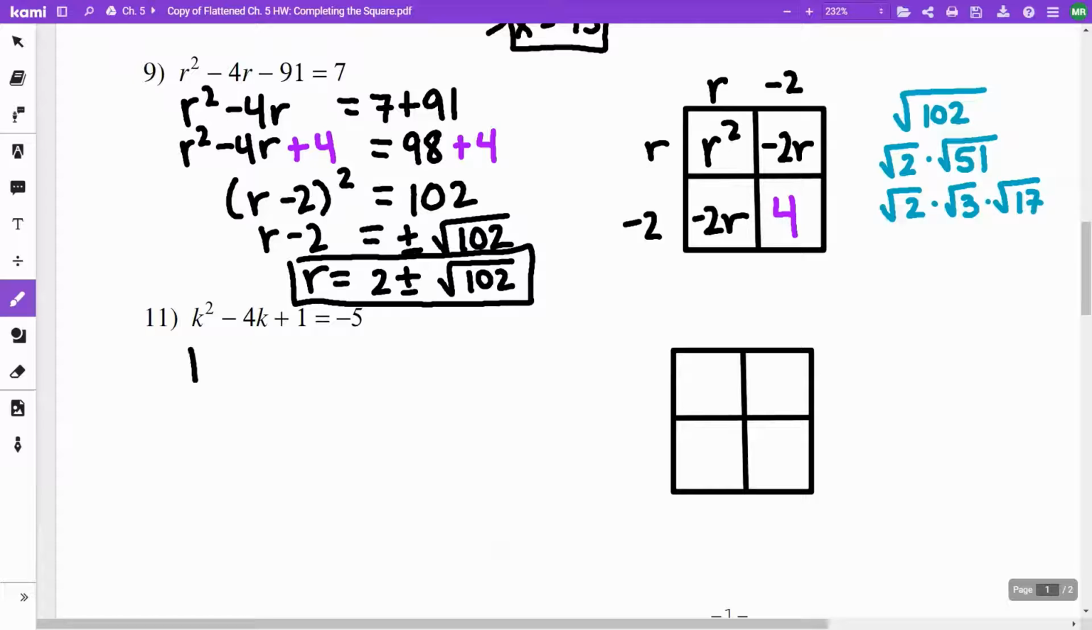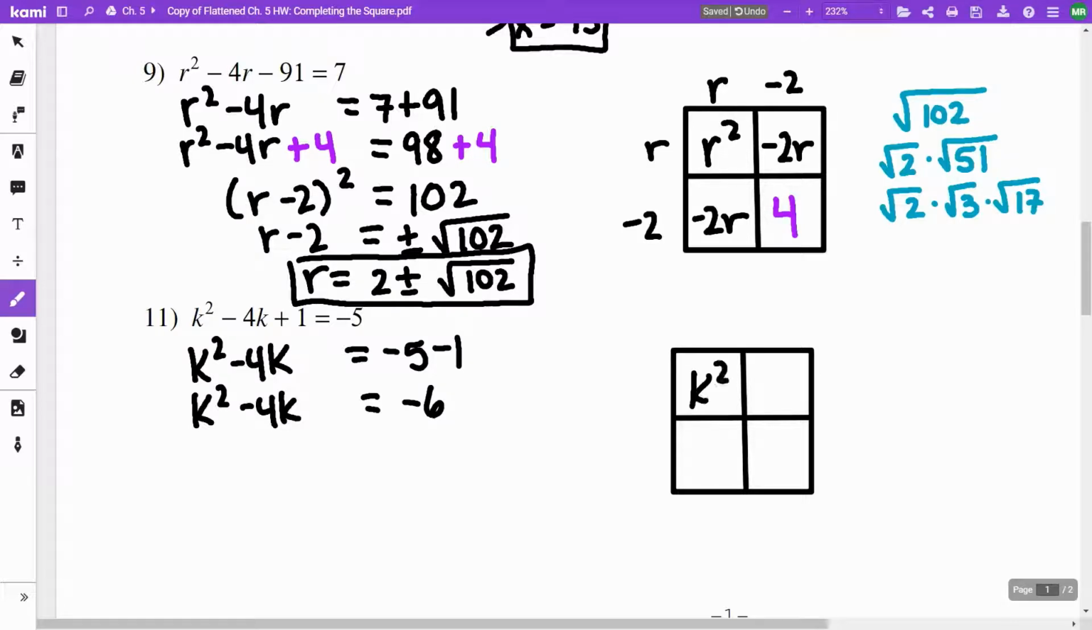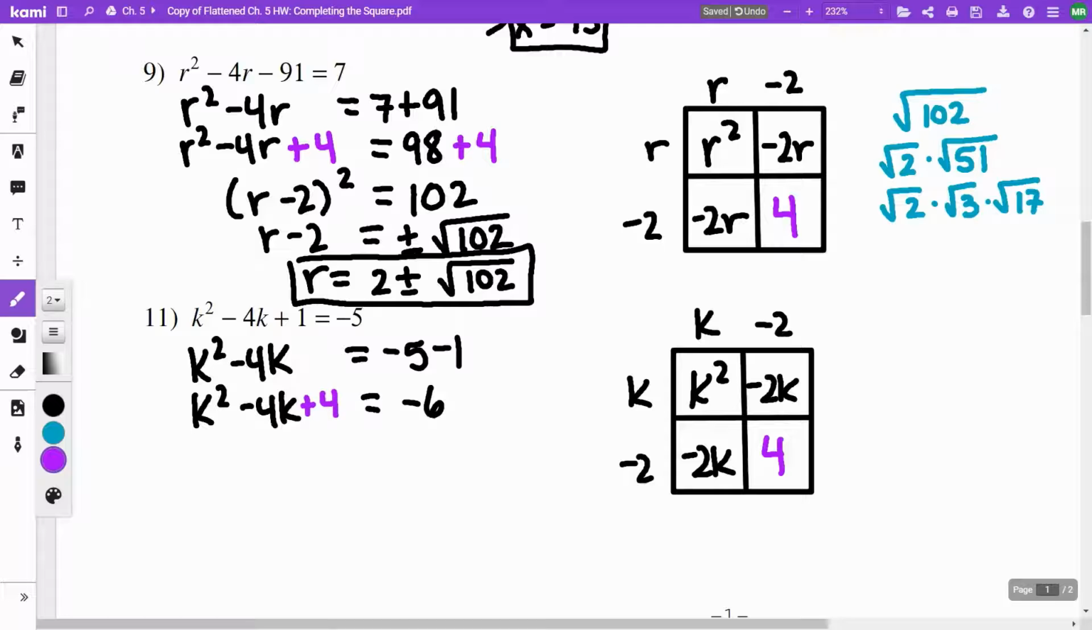Okay, so this next one, again, we just saw the 4. I have a -5. I'm going to minus the 1. So I'm going to get k squared minus 4k is equal to -6. So I have a k squared. We know we're going to split it as a -2 and a -2, just like we did above. So this is going to be a k minus 2 and a k minus 2, giving me a 4. So I'm going to add 4 here and I'm going to add 4 here. Now, I'm going to get k minus 2 squared is equal to -2.